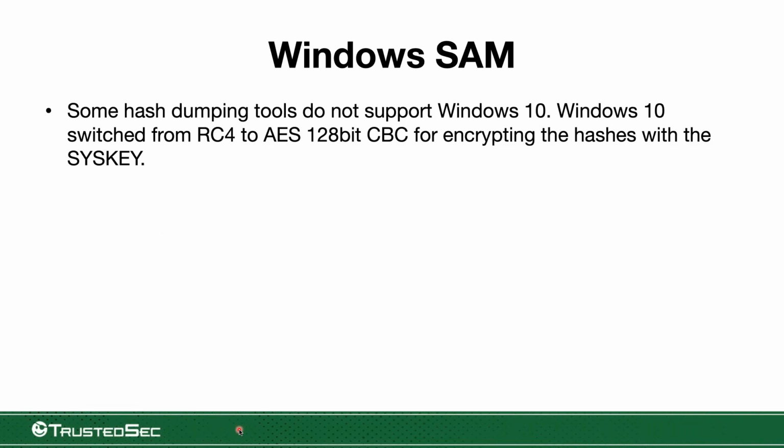Most of the hashing dumping tools that you'll see out there will work on Windows 7, but on Windows 10, you have to be careful. You have to actually do a bit of testing. And the main reason for that is that Windows 10 actually switched from RC4 to AES 128 CBC for encrypting their hashes with the syskey. So do keep that in mind.